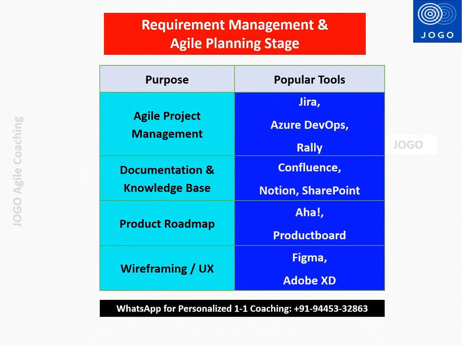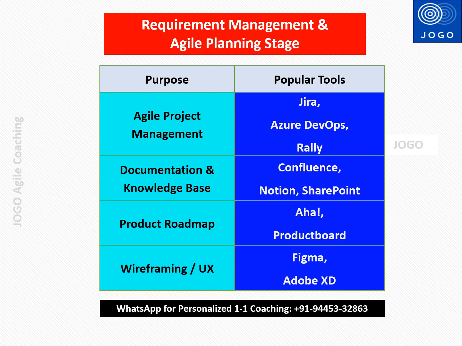The first stage is requirement management and agile planning. So here the purpose of this stage is doing agile project management, doing documentation and managing the knowledge base, creating the product roadmap and managing the roadmap, and having a wireframe and UX design. So these are all the purposes of having this requirement management and agile planning stage.